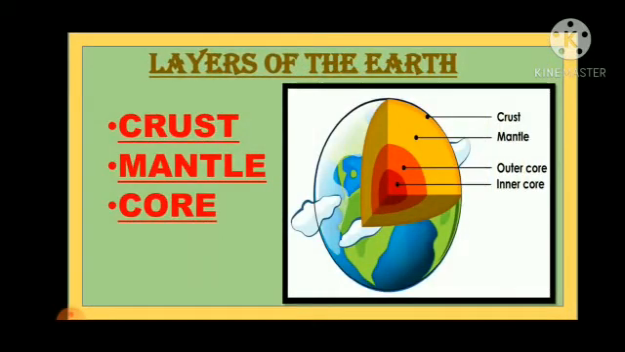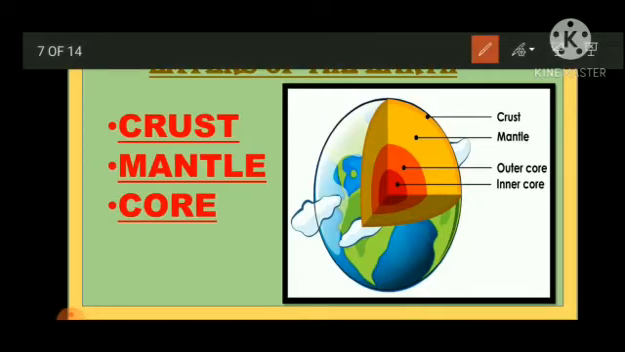What are the layers of the Earth? Our Earth is divided into 3 layers: crust, mantle and core. Okay? Water and land are present on the outermost layer of the Earth. This part is called the crust. Here you can see that this is the crust, the outermost layer where we live.